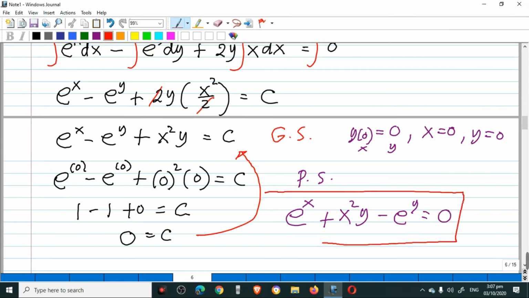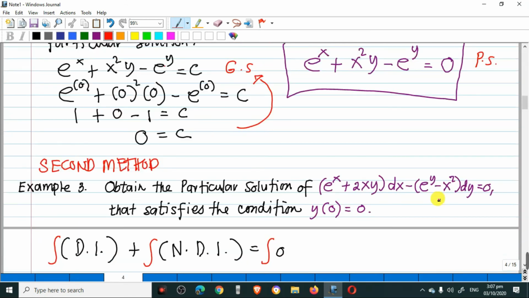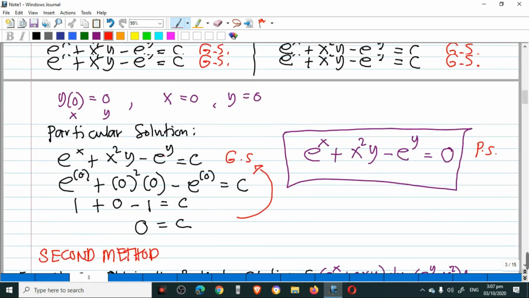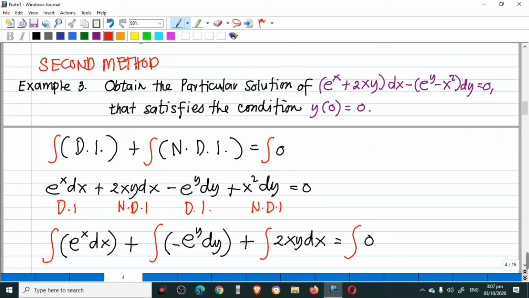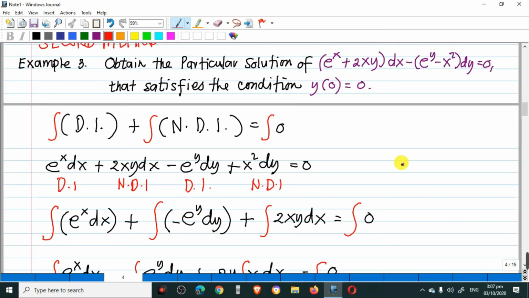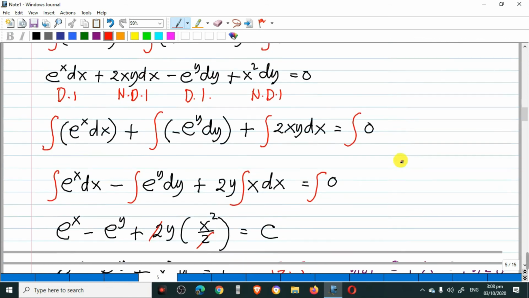Let us check kung same value nga ito ng ating method number 1. E raised to x plus x squared y minus e raised to y. Okay? Nasaan na yung ating sagot? Ito yung ating sagot sa ating first method. E raised to x plus x squared y minus e raised to y. Parehas na parehas. So, this is our solution using yung ating second method to find the particular solution.